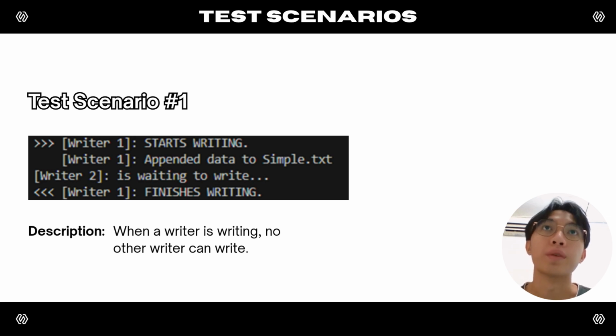Next, we will continue with our first test scenario. Here, we can see that writer 1 starts writing and successfully appends the data into the file. Here we can also notice that writer 2 is immediately put into a waiting state. It demonstrates the principle of exclusive writer access, and the system correctly enforced mutual exclusion, ensuring that only one writer can modify the resource at any given time to prevent data corruption.